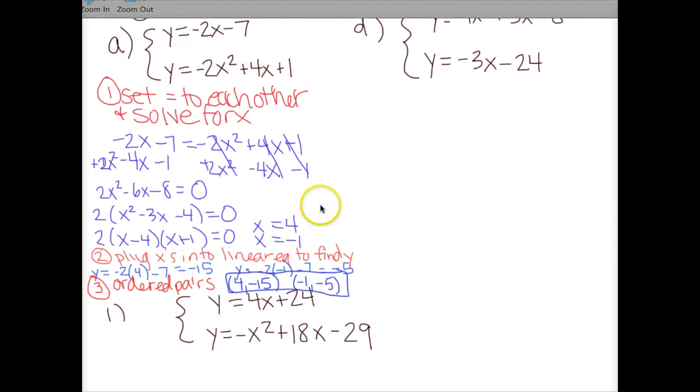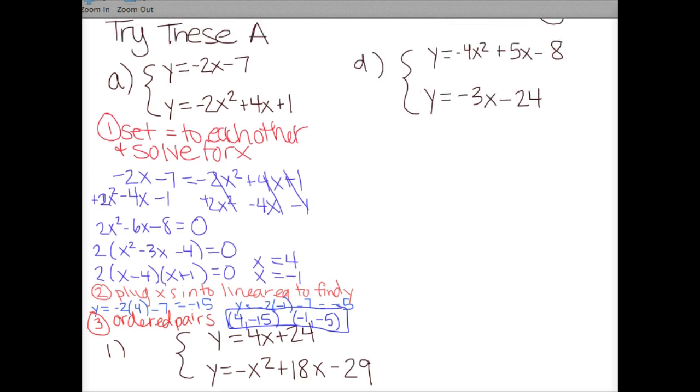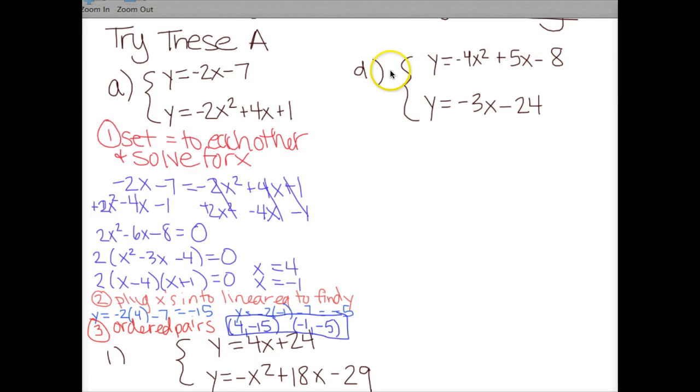So I would like for you next to try part D on your own. Follow these 3 steps. First, set them equal to each other and solve for x. Then plug those x's into the linear equation to find your y's. And then list your answers as ordered pairs. So go ahead and pause the recording here to give yourself time to actually solve this.